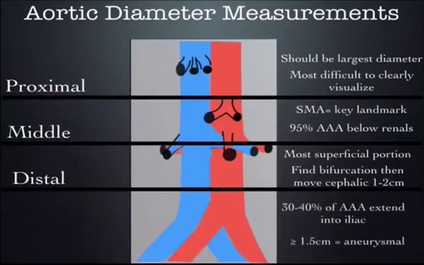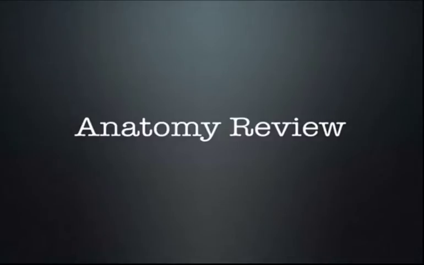Lastly, as we mentioned earlier, 30 to 40% of AAAs extend into the iliac arteries. So if you do see a AAA, you may want to extend on down into the iliac arteries to make sure that it doesn't involve the iliac arteries. This next clip is just a brief basic anatomy review before we continue on.